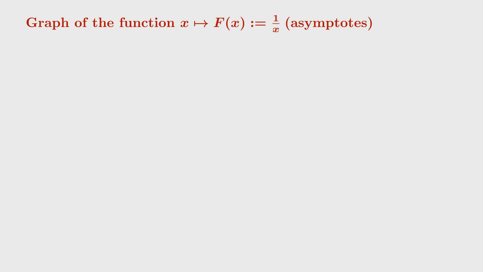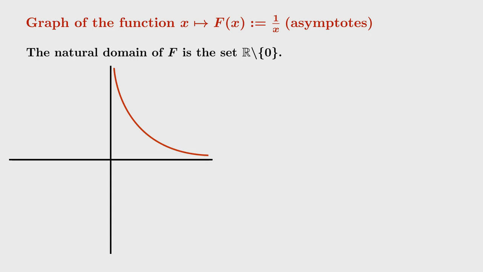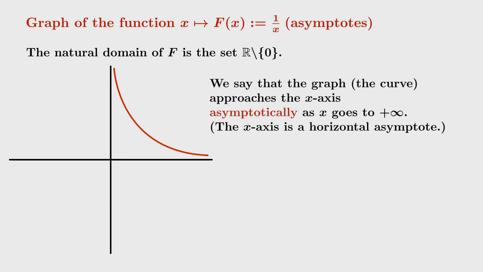Another function of interest is the function 1 over x. It's clear here that we have to restrict the domain, right? We have to avoid the value x equals 0. When we draw the graph of the function, we get something like this. And this curve, the red curve, has the property that as x moves out far to the right, the red curve gets closer and closer to the x-axis without actually meeting it. We say that the x-axis is a horizontal asymptote of the curve.